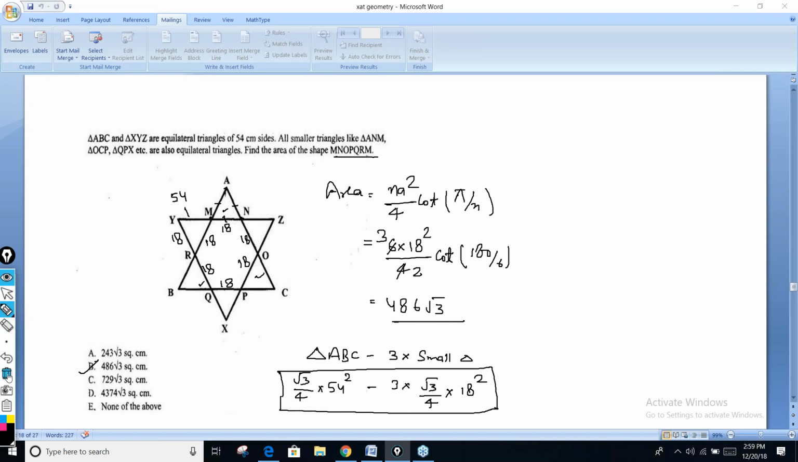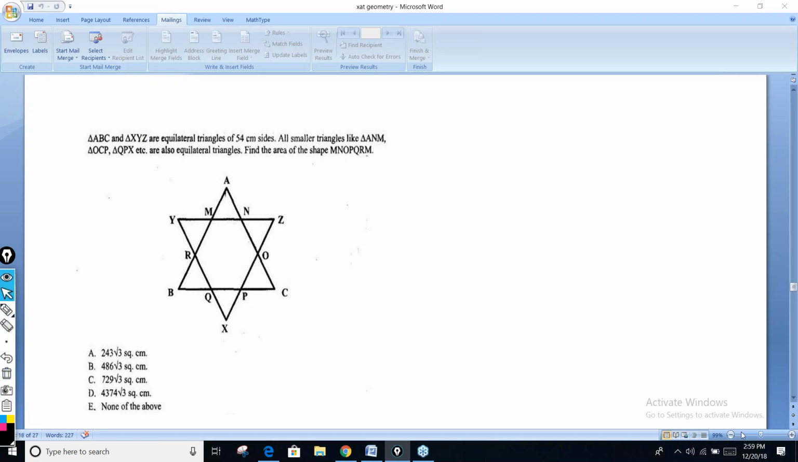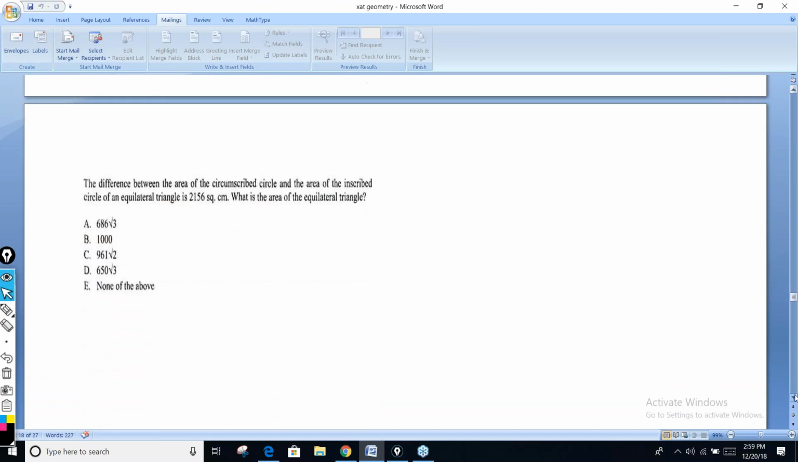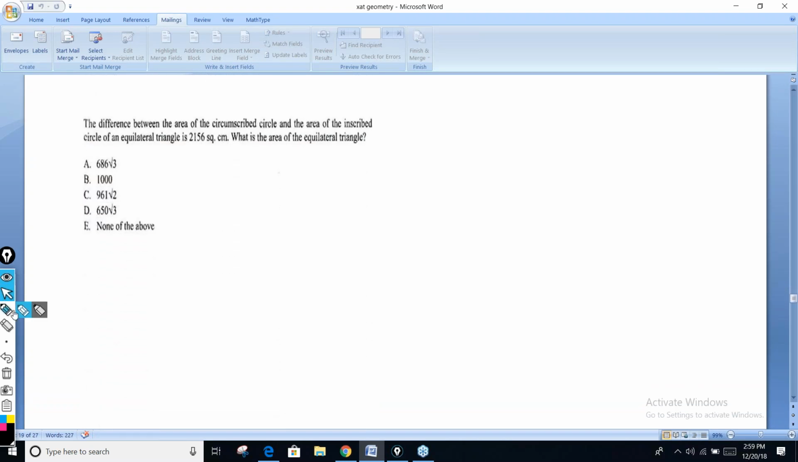Come to the next one. It says the difference between the area of the circumscribed circle and the area of the inscribed circle of an equilateral triangle is 2156. What is the area of the equilateral triangle?